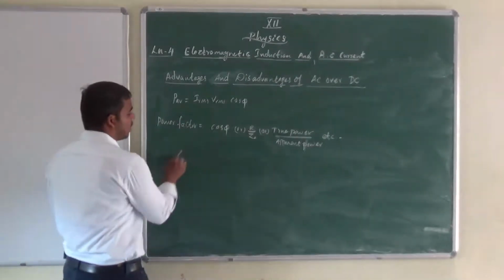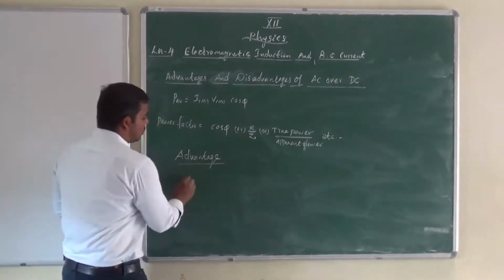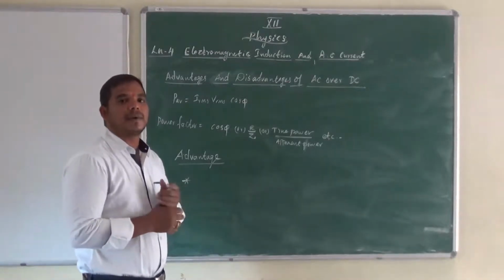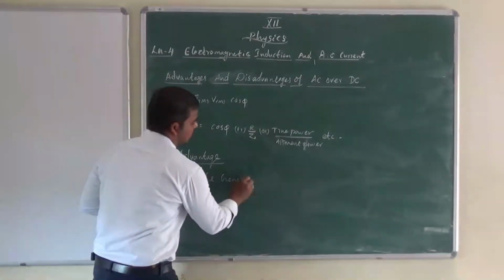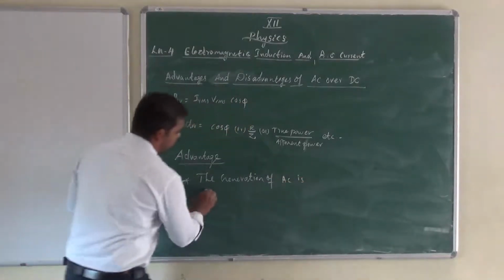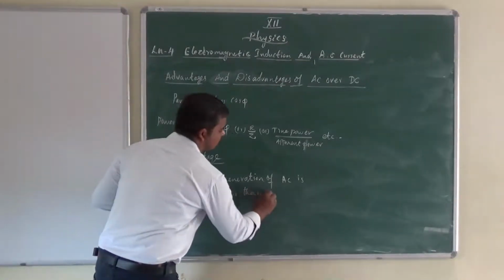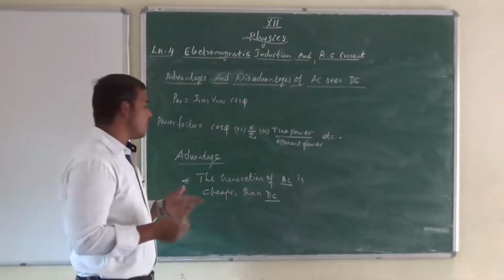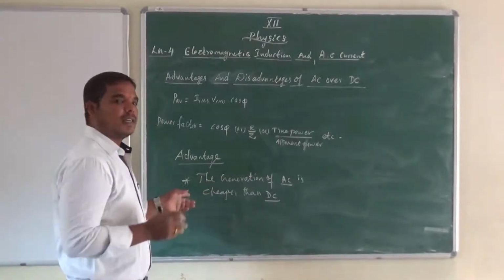First we are going to discuss the advantages. The generation of AC is cheaper than DC. So cost wise and production wise, AC is cheaper compared to DC.